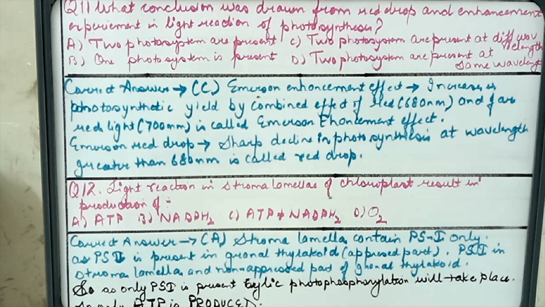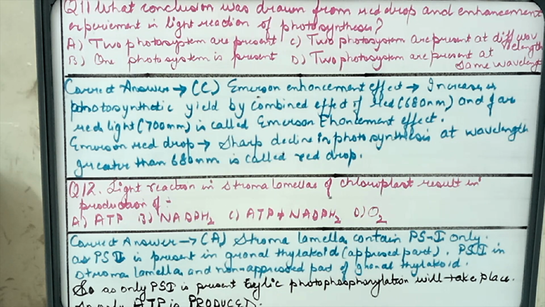Now, why do the Emerson enhancement effect and red drop occur? Now, we know that if we expose the chloroplast to wavelength greater than 680 nanometer, then only one photosystem would be functional. That is photosystem 1, because it is photosystem 700. So the productivity would decrease because photosystem 2 would not be in function. So that is why Emerson red drop takes place at wavelength greater than 680 nanometer.